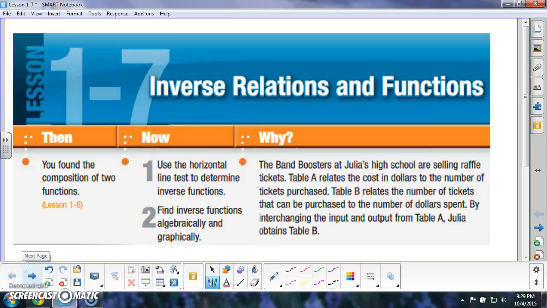Lesson 7 of Chapter 1 is on inverse relations and functions. This is the last lesson of Chapter 1. Pretty excited about that, I'm sure. I'd like you to read this little paragraph we have here.